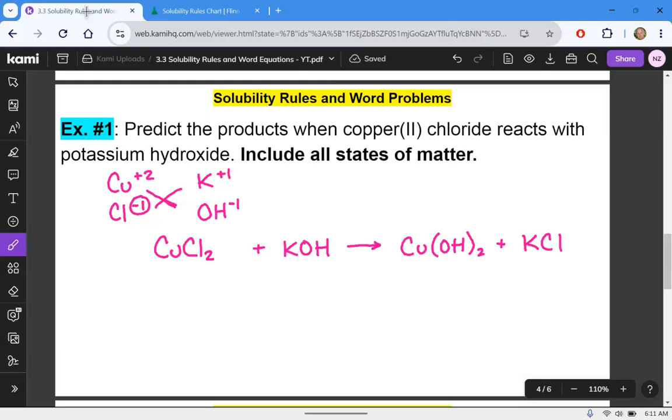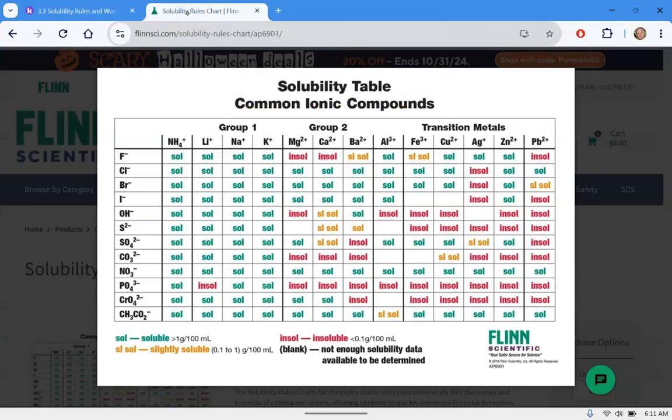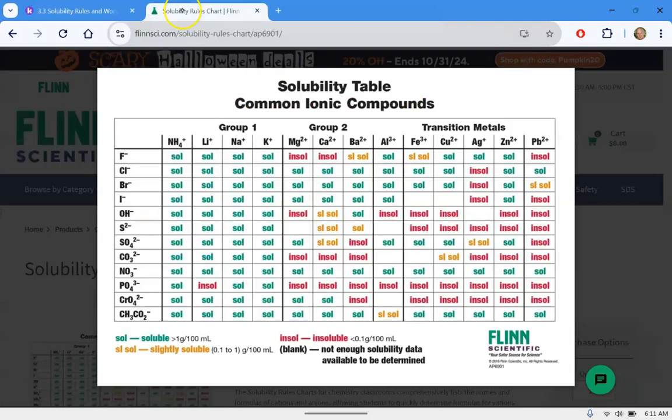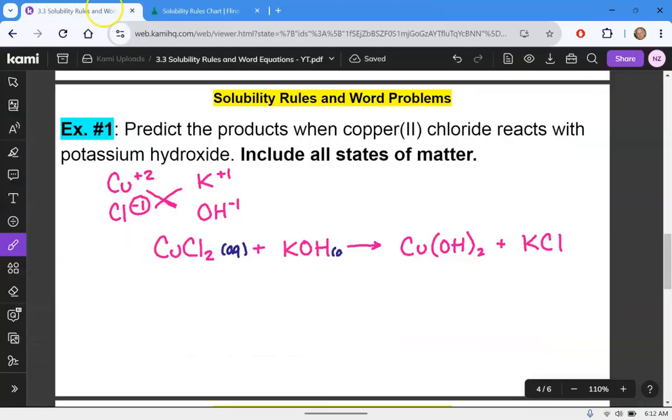Now we're going to go back and add in the states of matter. Let me show you how to use this chart. For copper and chlorine, I'm going to find copper. It's listed in the transition metals, and I'm going to go down to where it says chlorine. Notice it says it is soluble. So if it's soluble, I'm going to write the word aqueous. Okay, KOH, I find potassium, and I drop down to OH. SOL means soluble, so it's going to be aqueous.